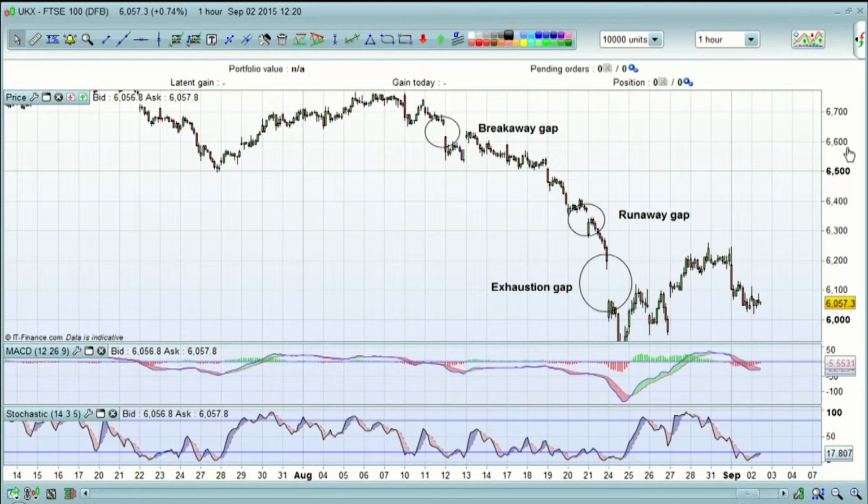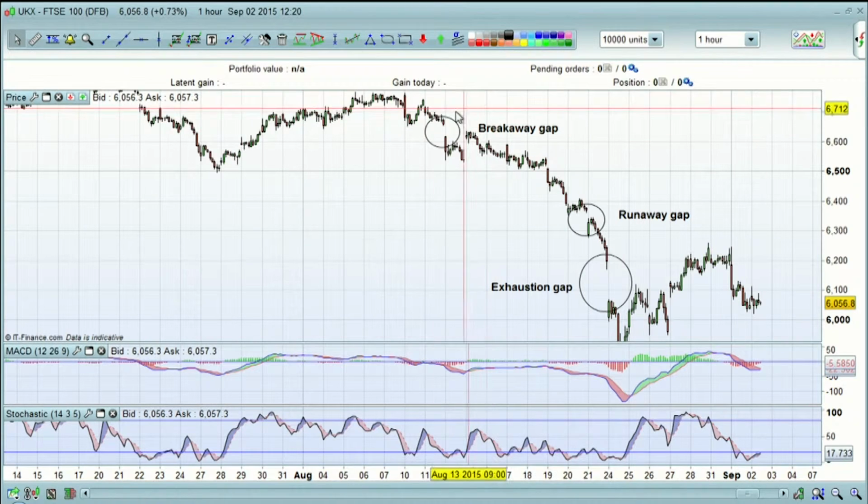However, there are three different types of gaps that often do not get closed and really can signal something about the market, as to whether we're at the beginning, the middle or the end of a trend. Looking at the FTSE 100, we've got these three types of gaps showing on the hourly chart throughout August.